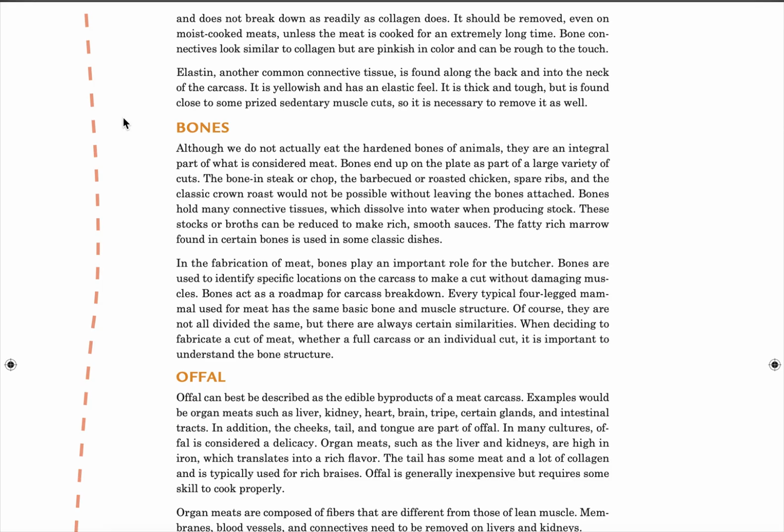Elastin, another common connective tissue, is found along the back and into the neck of the carcass. It is yellowish and has an elastic feel. It is thick and tough, but is found close to some prized sedentary muscle cuts, so it is necessary to remove it as well.